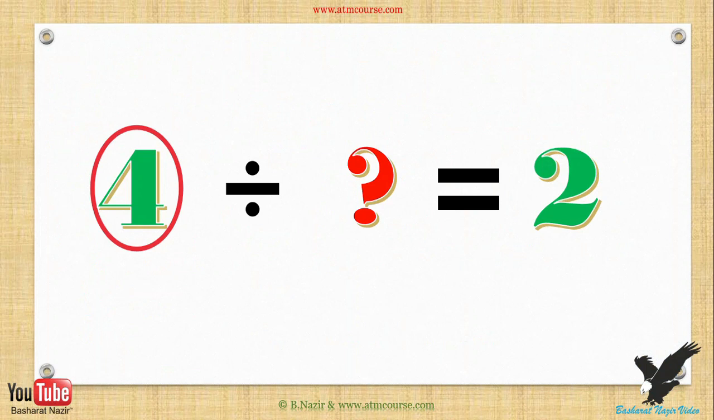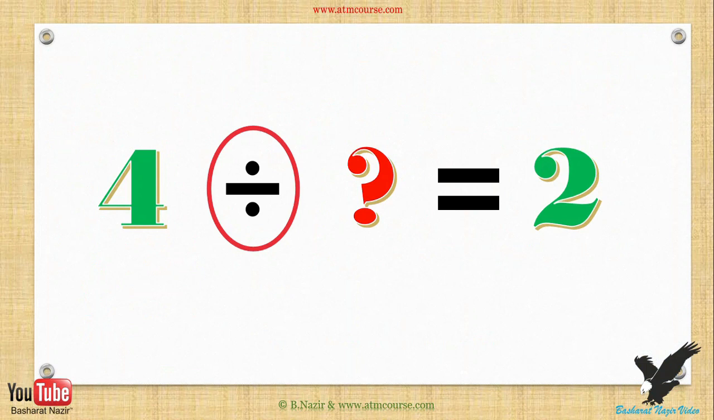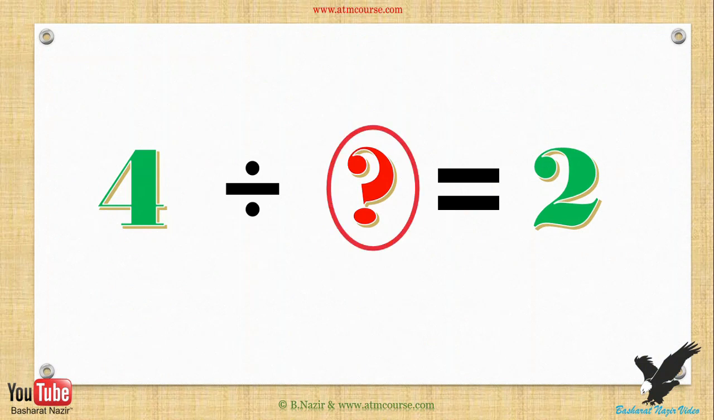On the left we have the first number, followed by the division sign, which tells us that a division operation will follow. Following the division sign is the question mark, telling us that the answer needs to be worked out. This is what we will be doing in this exercise. We will be finding the second number on the left side which is missing. In fact, the correct word to use is that we are solving the left side of the equation.